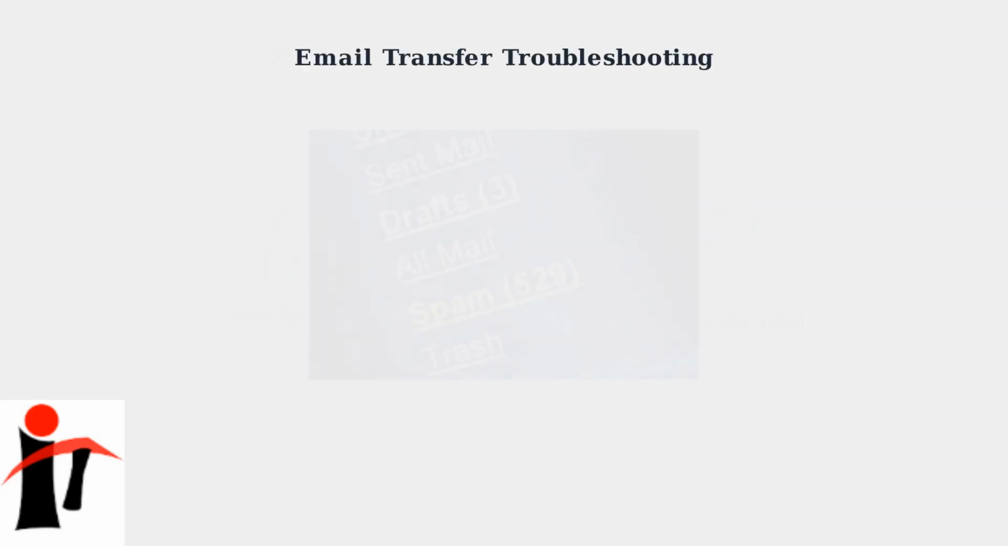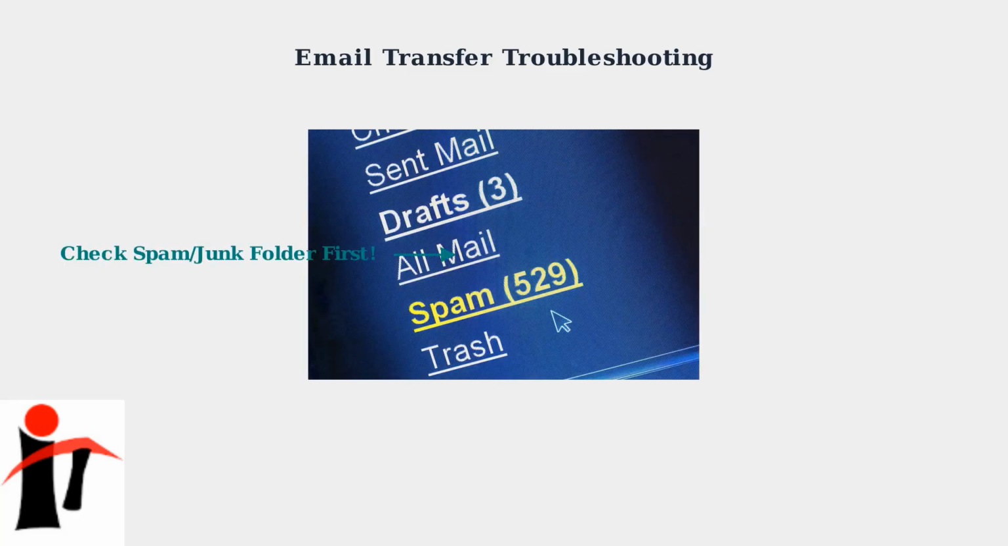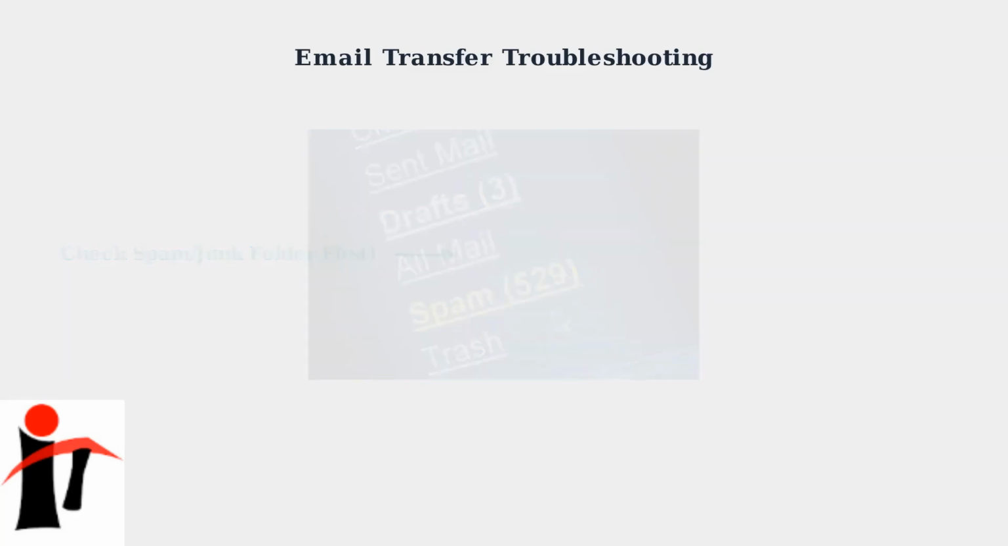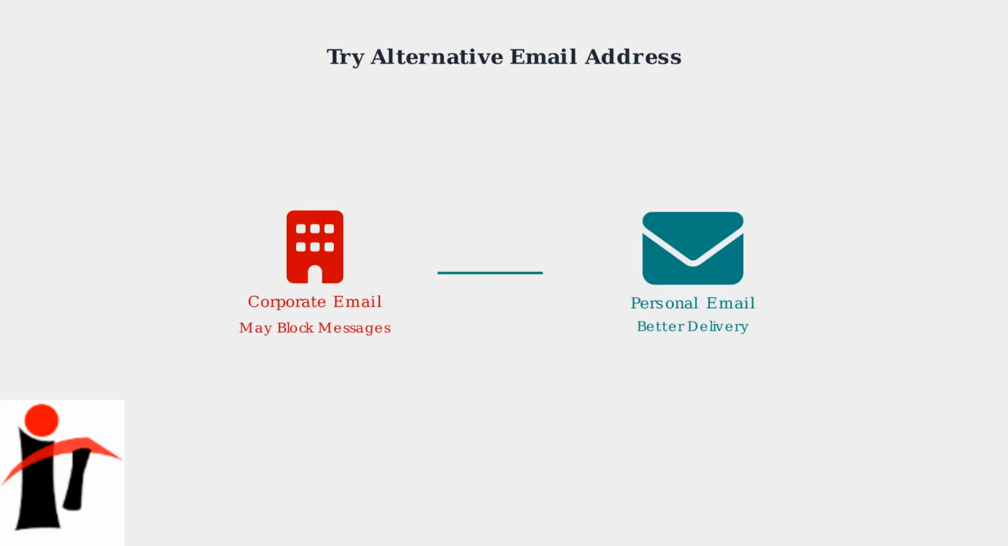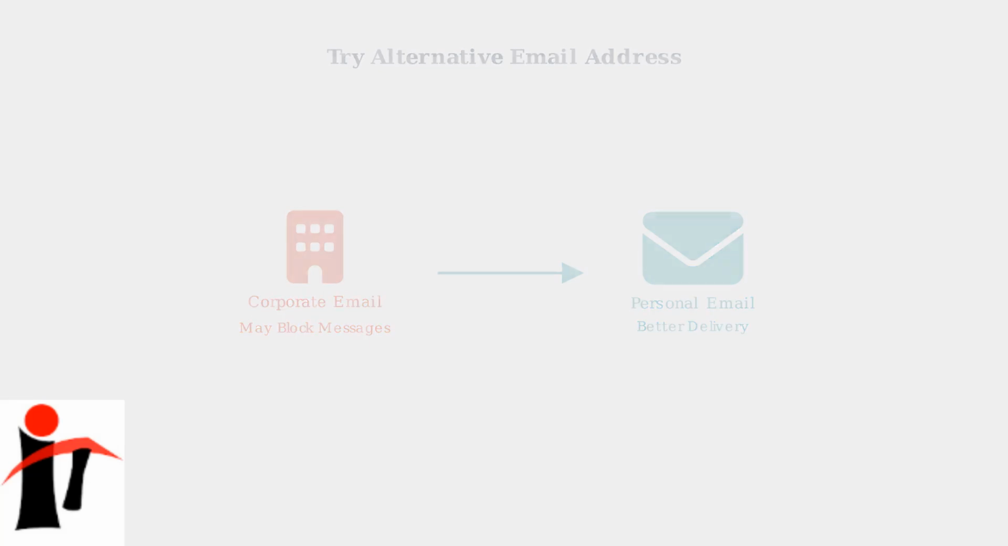If you're having email transfer problems, the first place to check is your spam or junk folder. Transfer emails from SeatGeek often get filtered by email providers. To prevent future issues, whitelist SeatGeek domains in your email settings. Add both @SeatGeek.com and @email.seatgeek.com to your safe sender list. If your corporate email is blocking automated messages, try using an alternative personal email address for ticket transfers. This often resolves delivery issues.